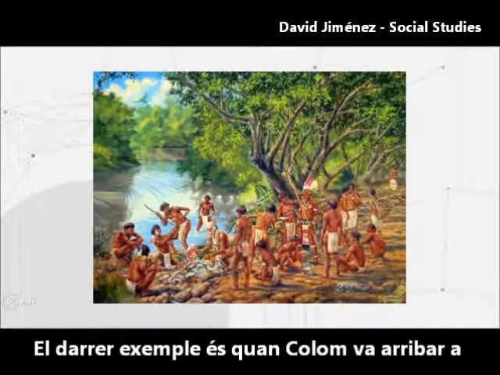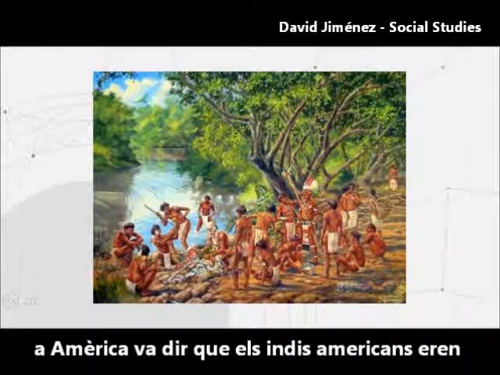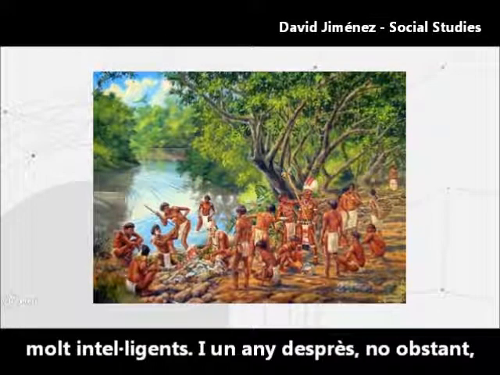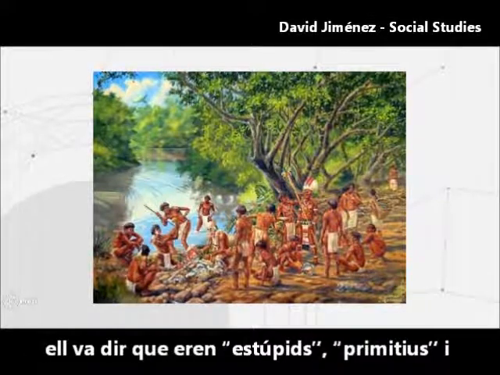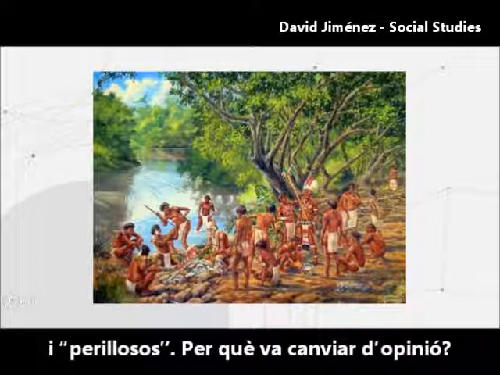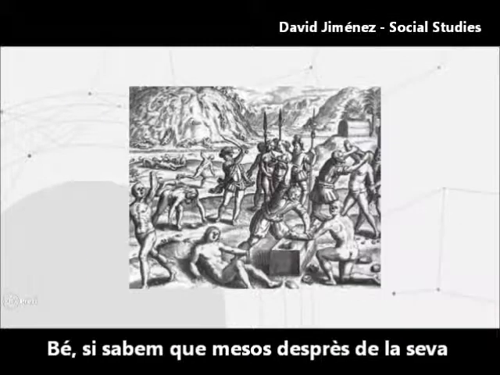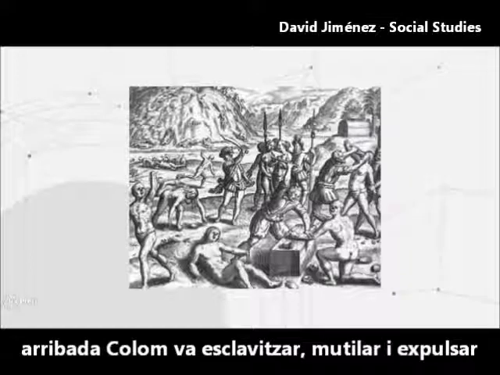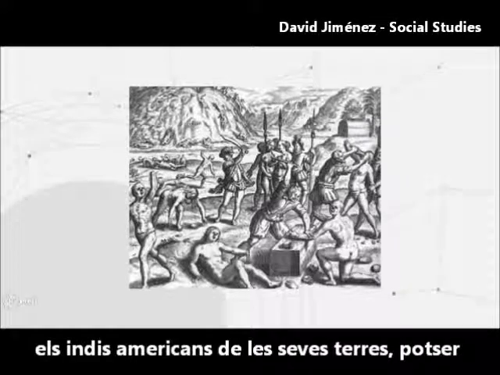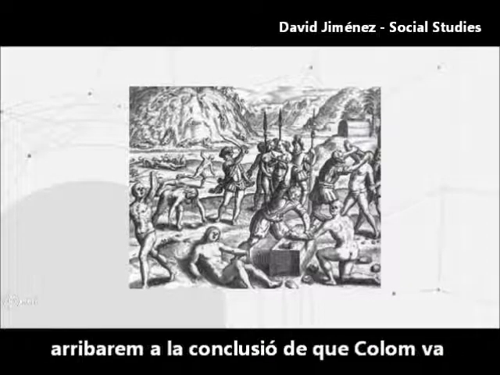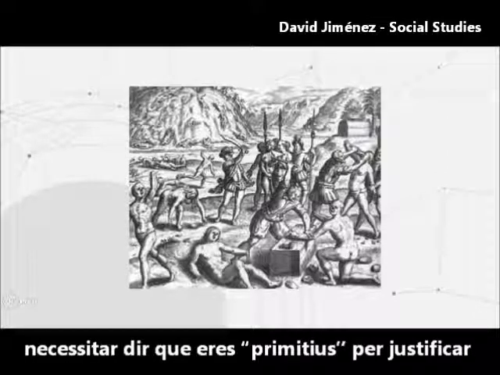The last example is when Columbus first got to America. He said the Native Americans were really intelligent. And one year after, nevertheless, he said they were primitive and dangerous. Why did he change his mind? Well, if we know that months after his arrival, Columbus enslaved, slaughtered and expelled Native Americans from their lands, we may come across the idea that he needed to say that they were primitive to justify his actions.